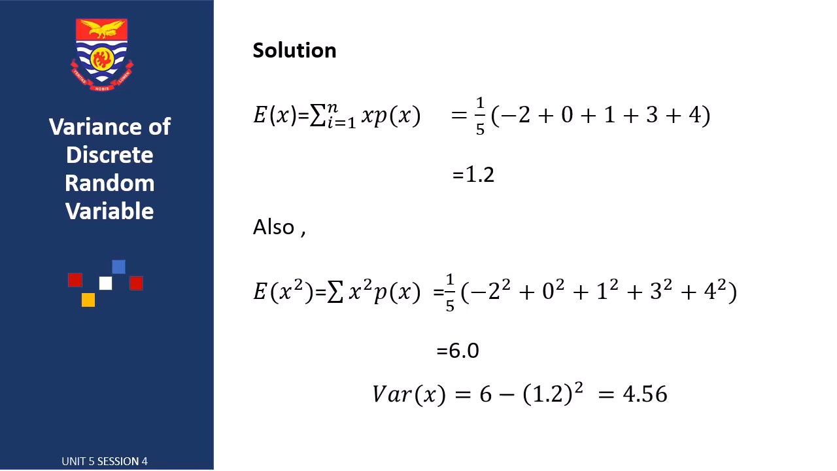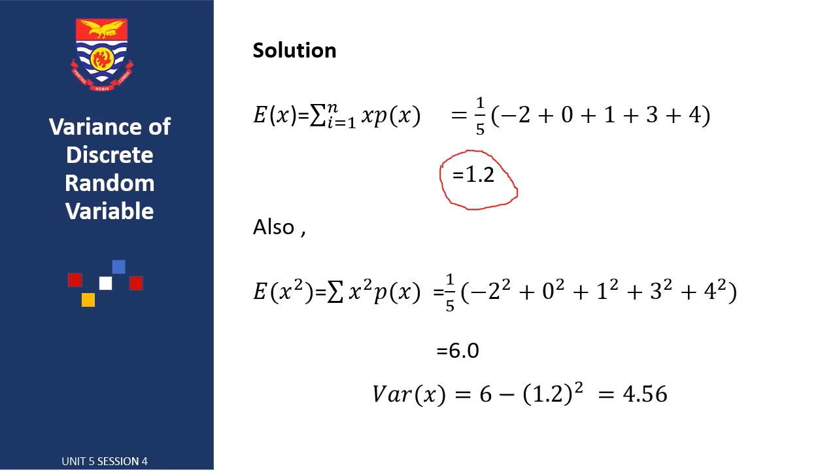So taking 1 over 5 out, we could add up all the random variables: minus 2 plus 0 plus 1 plus 3 plus 4, before we multiply with each probability, because the probability 1 over 5 is a multiplicative factor for all of them. And this will give us 1.2. Remember, what we just found, this 1.2, is just the expectation of x.